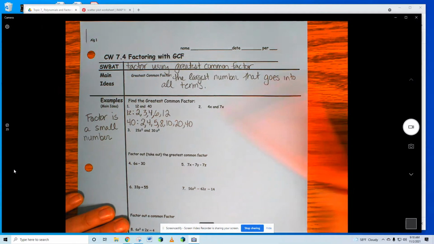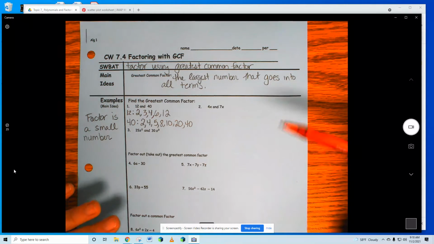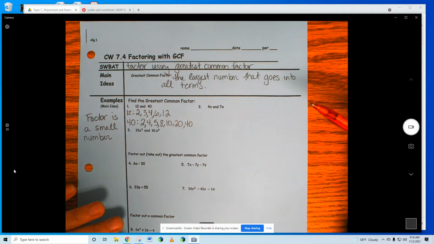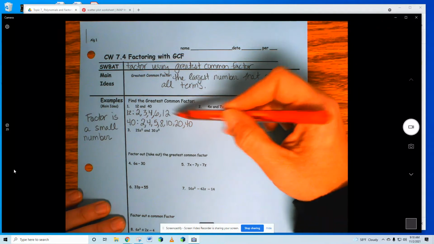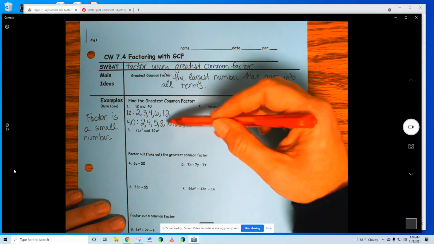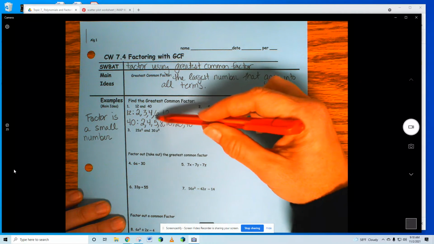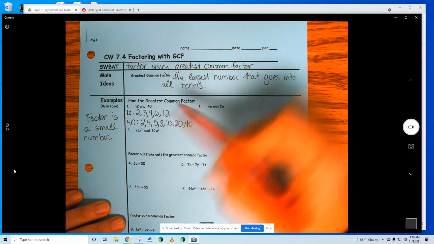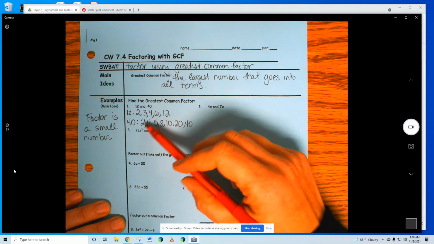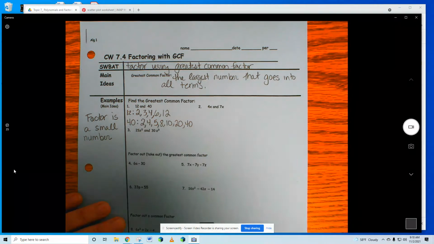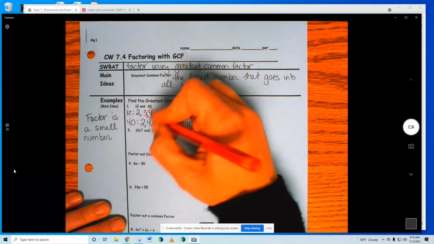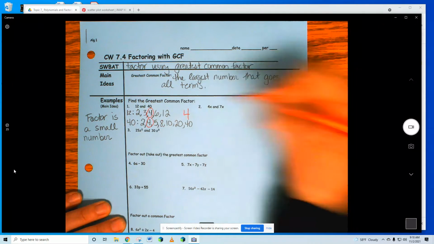So now I look at my list and I say, what's the biggest that's in common? What's the greatest that's in common? I'll just start at the ends. 12, 6, 4, 8. What's the biggest number that goes into both of those? 4. Do you see that? So the GCF would be 4.